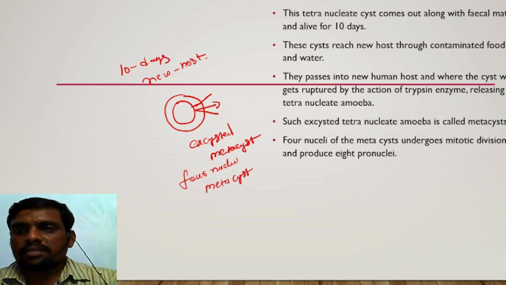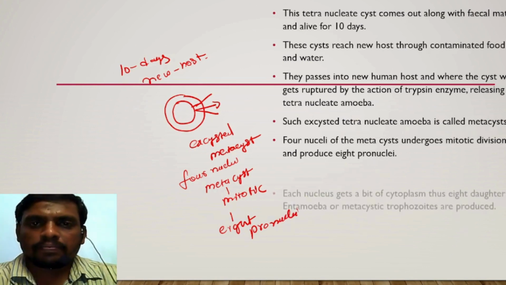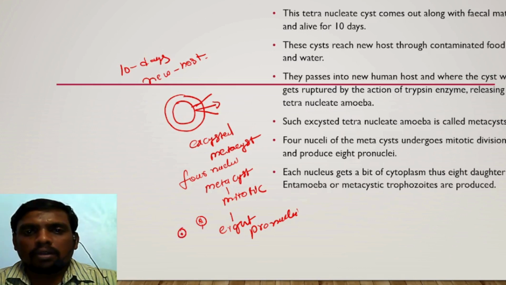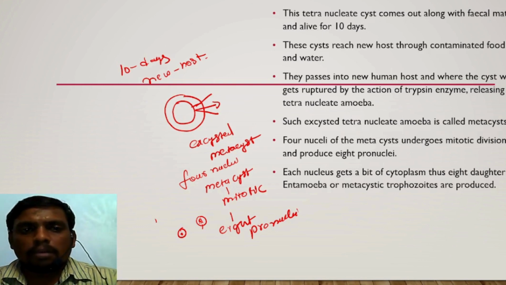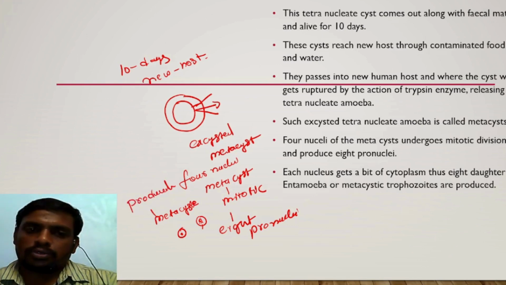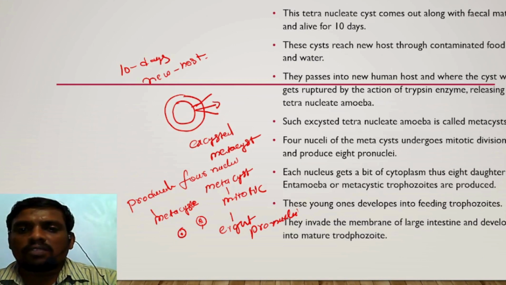The four nuclei of the metacyst undergo mitotic divisions and produce 8 pronuclei. Each nucleus gets a bit of cytoplasm. Thus, 8 daughter Entamoeba, or metacystic Entamoeba trophozoites, are produced. After this, these young ones develop into feeding trophozoites. Again, the life cycle will be repeated.